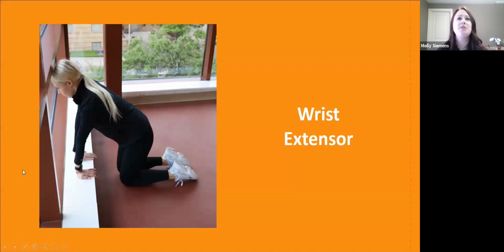The next is the wrist extensor. Get into this position on your hands and knees with the fingers pointing toward the body. Slowly lean forward, keeping your elbows straight. Hold this position for 20 seconds, relax, and then repeat the stretch itself.